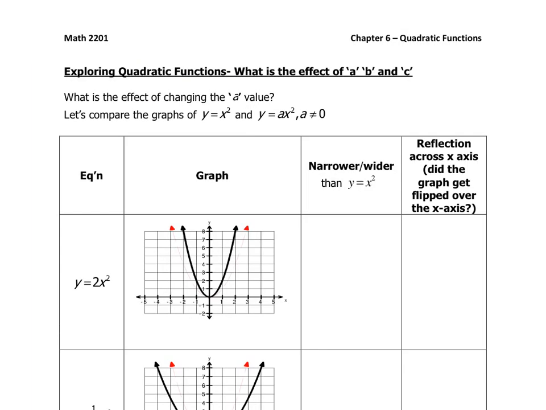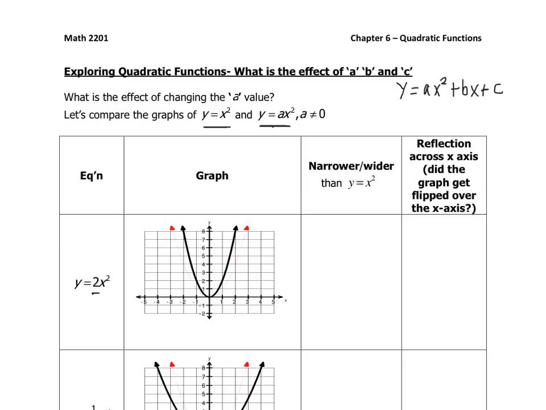All right, so the next little part here is basically an investigation of what the a, b, and c do in the standard form of a quadratic equation, y equals ax squared plus bx plus c. So what each of those does. We're just going to look at the a value first. So when we compare y equals x squared to different graphs of the form y equals ax squared, the first one we see has a is 2.